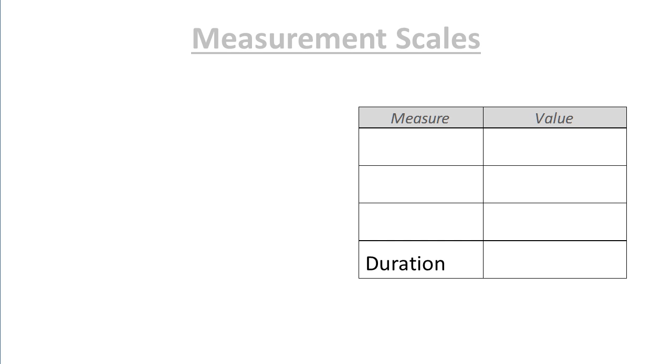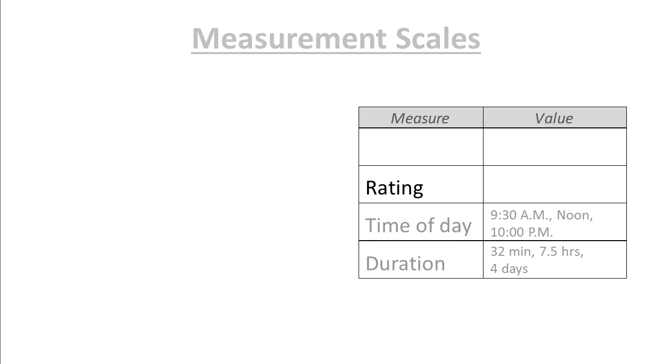The first measurement is called duration. Duration includes values like 32 minutes, 7.5 hours, and 4 days. The second measurement is called time of day. Examples of values of time of day include 9:30 a.m., noon, and 10 p.m.